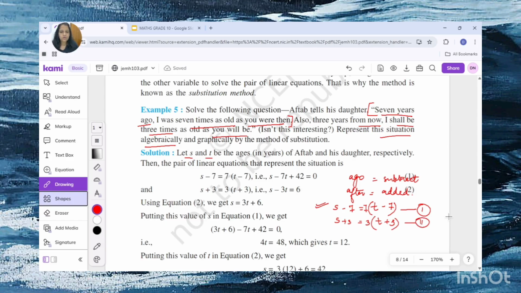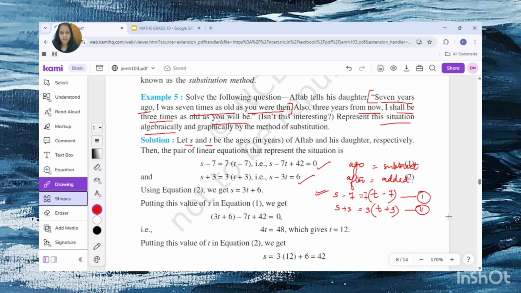So solve it out further and you will get S minus 7t plus 42 as your first equation and S minus 3t is equal to 6 as your second equation. Now again you have to follow the same process. You have to find the value of either S or T from any of the equations and then substitute it into the other equation. So using equation 2, for the value of s, you are going to transpose 3t to the other side, you will get s is equal to 3t plus 6.